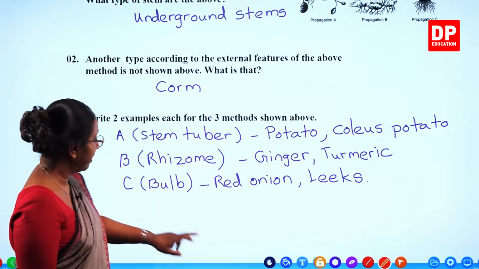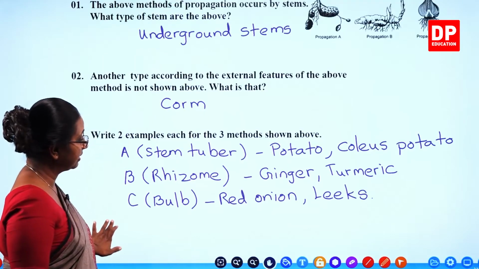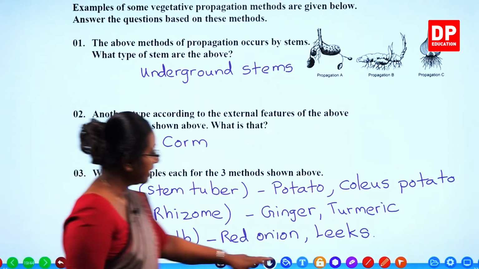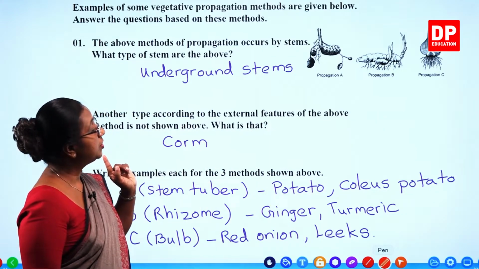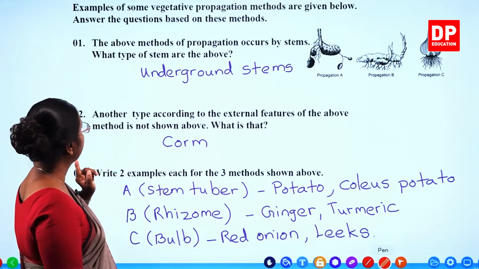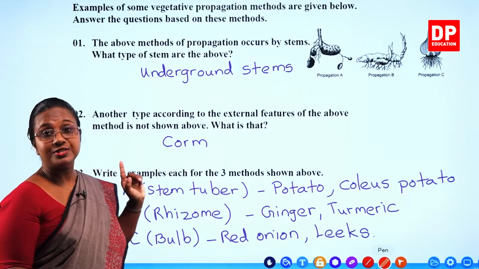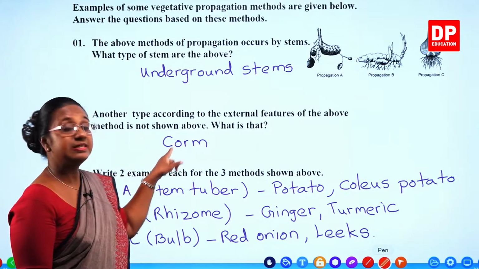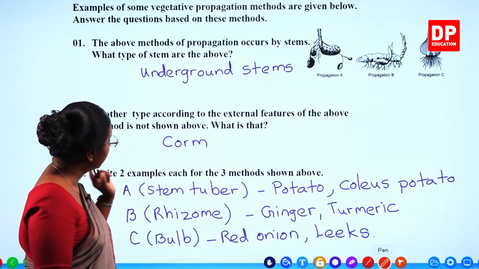So we have identified the three methods. You all can see that, students. Stem tuber, then rhizome and bulb. So these are all underground stems. And the one that is missing from the four types is corm.